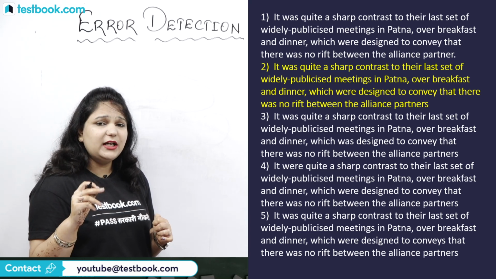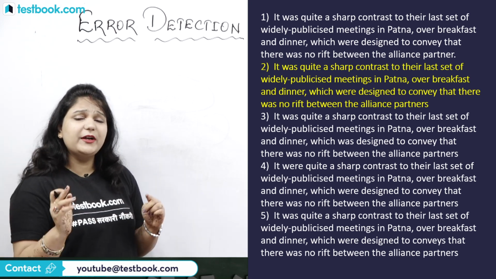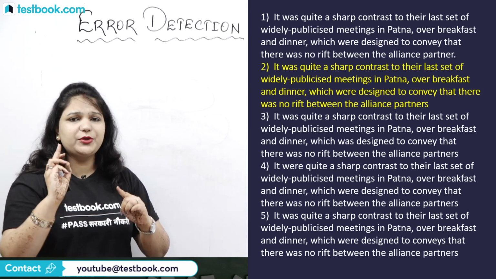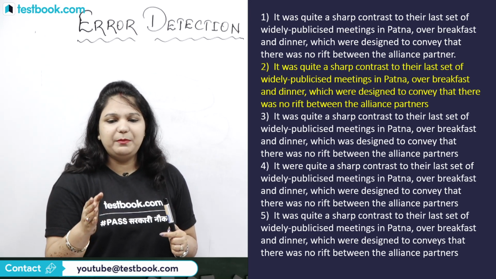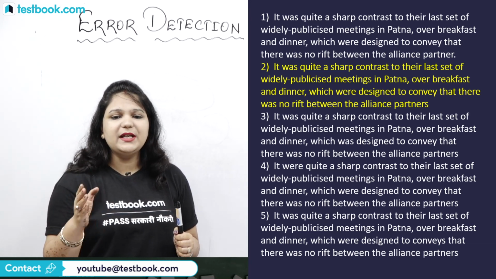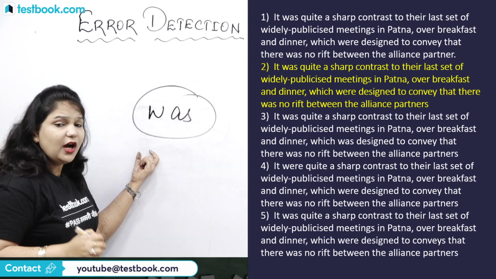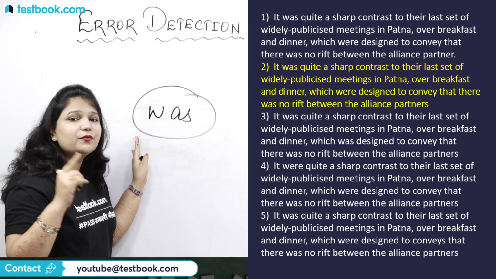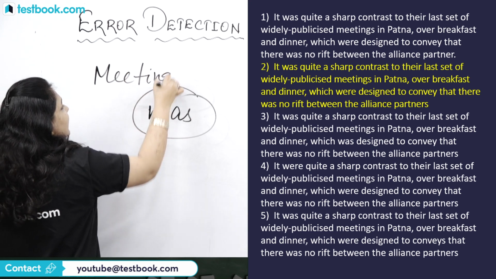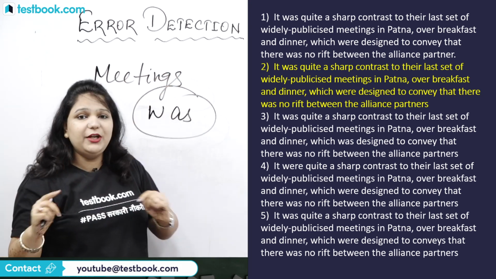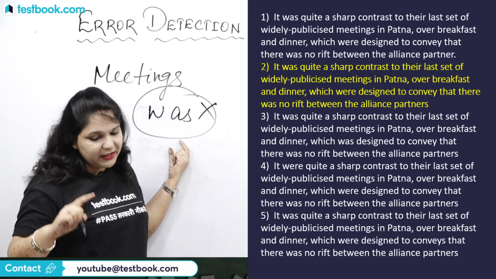But you need to understand options number 3 and 4, which were coming in the comment box. What is the difference between these options? For example, we'll take option 3 first. If you see, it was quite a sharp contrast to their last set of widely publicized meetings in Patna over breakfast and dinner which was designed. So in option 3 it is written "which was designed". Now you need to understand what this verb has been used for. What has been designed to convey? It's the meetings, right? It was the meetings which were designed to convey the message. So we cannot use "was". That is the wrong thing stated in option number 3, guys.